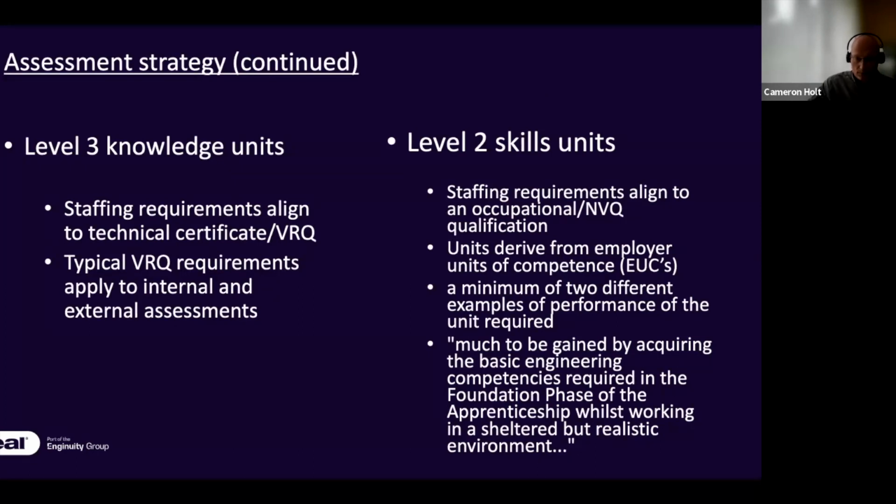The level 2 skills units requirements are those that you'd expect if you were assessing another engineering competency-based qualification, which is typically assessing competence within a work environment, the same as PEO was previously, performing engineering operations, and the same as the foundation competency. And that's really because the units are not derived from NOS anymore, like the performing engineering operations were, but they do derive from what's called the employer units of competency, which is what the foundation competency is derived from. So that's the reason for the staffing requirements. Expectation is that there's a minimum of 2 different examples of performance of the unit required.